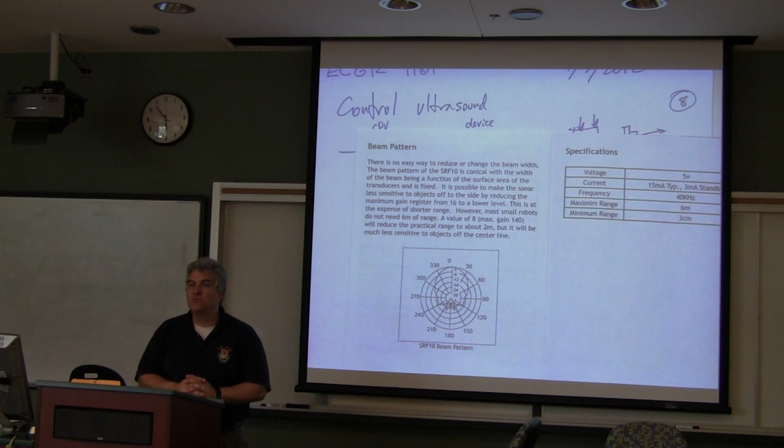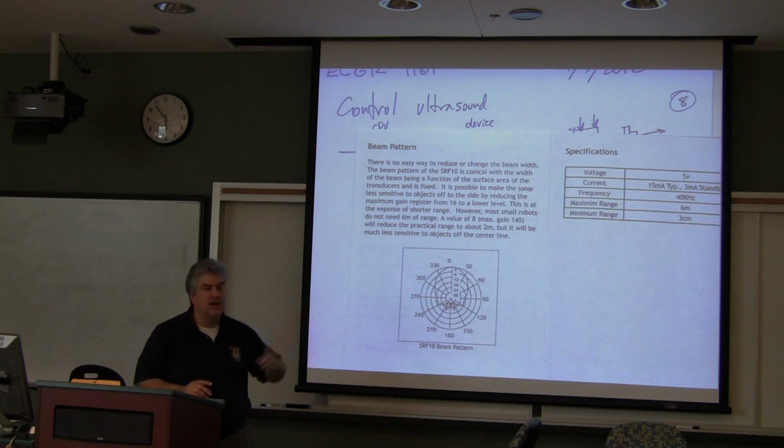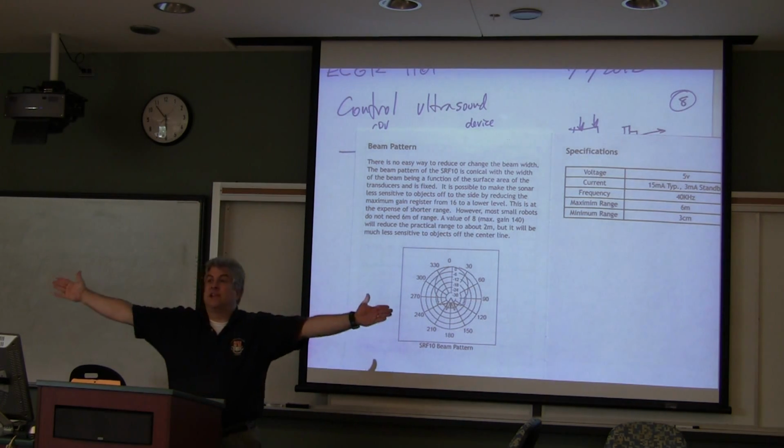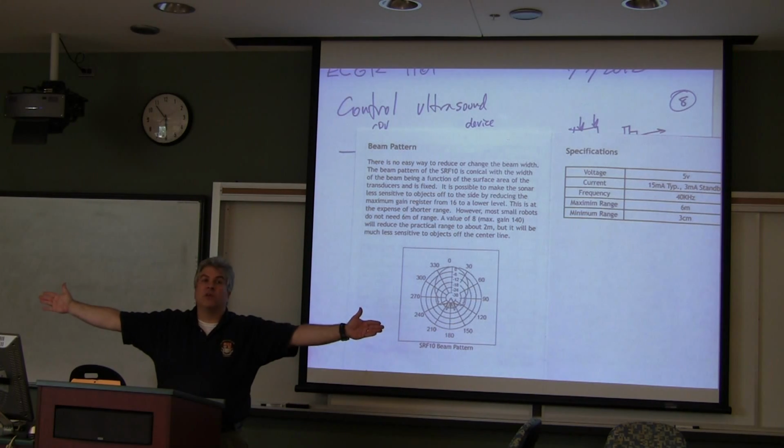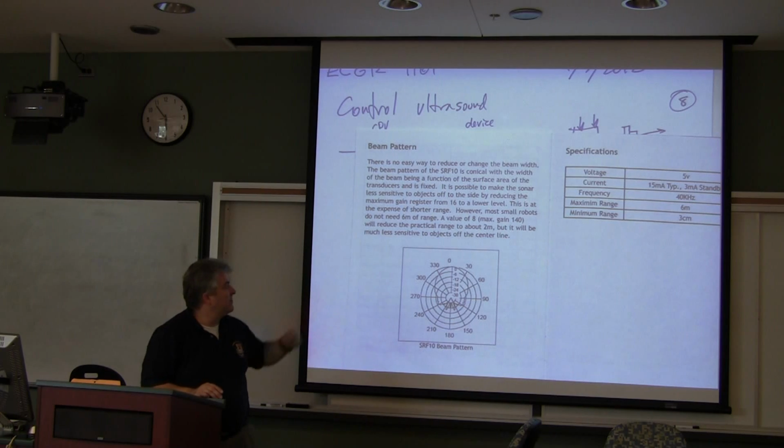And what else could you do if you weren't constrained by this? Have it sit, scan 360, and then map. Ooh. Do some mapping. All right? Or instead of having a beam that's 120 degrees, get something that's a lot narrower. And they have other devices.